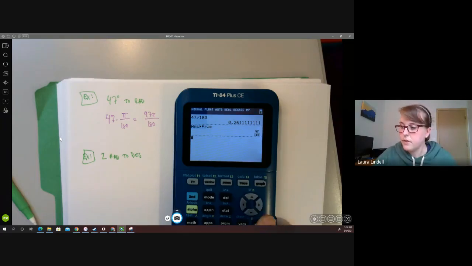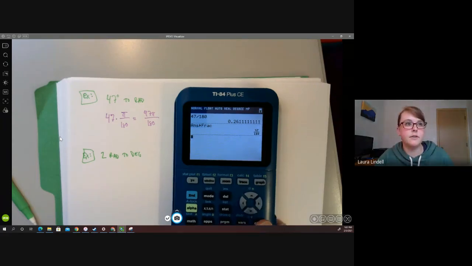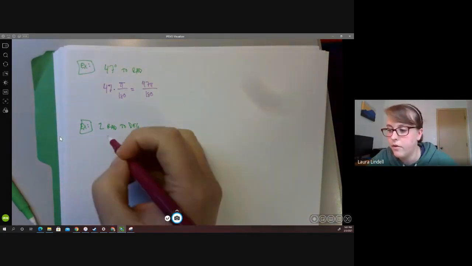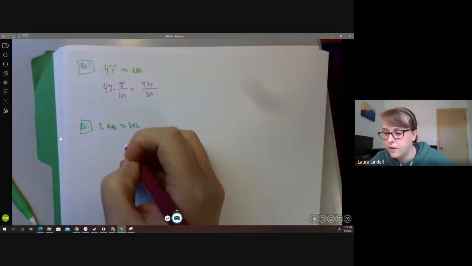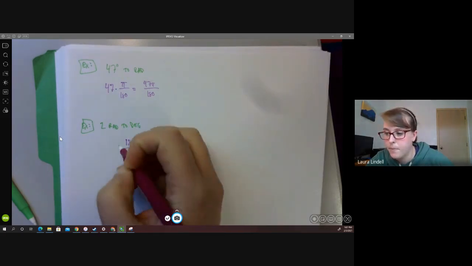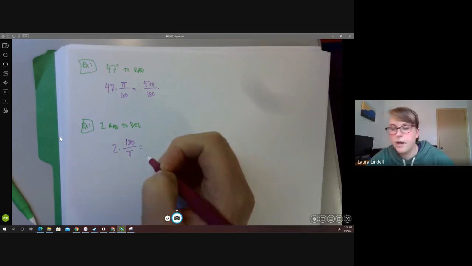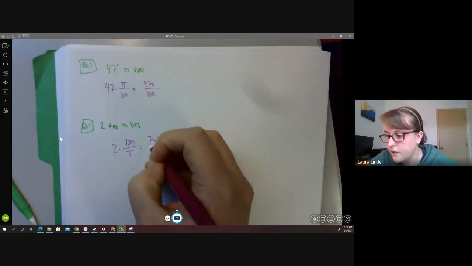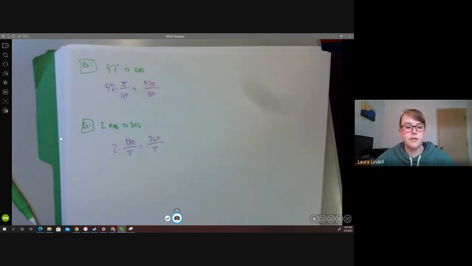Then, going radians to degrees here. If we're going 2 radians to degrees, first off, we're multiplying by 180 over pi. And we're going 2 times that. So 2 times 180 is 360. And we have 360 over pi. That's technically the exact answer.